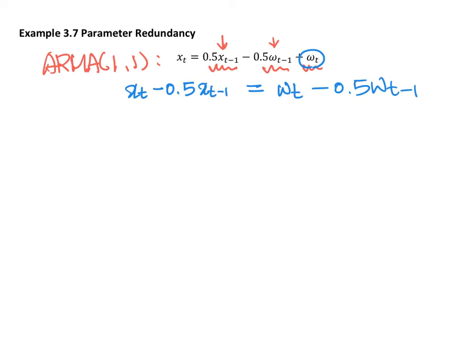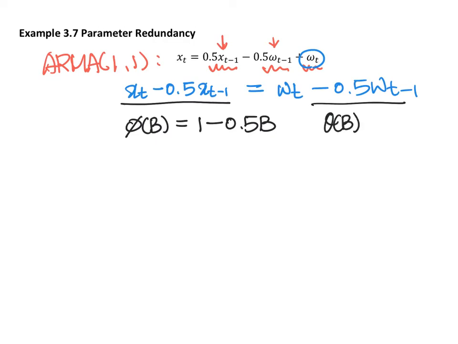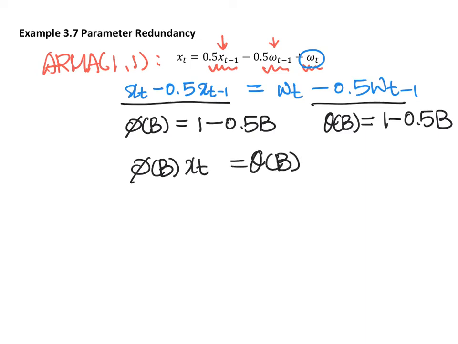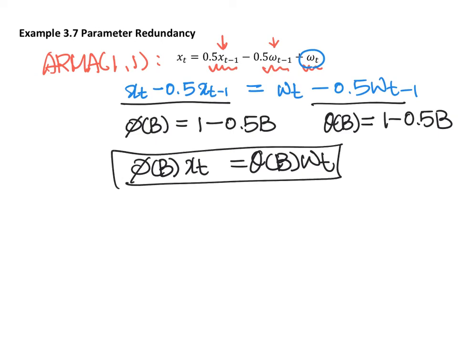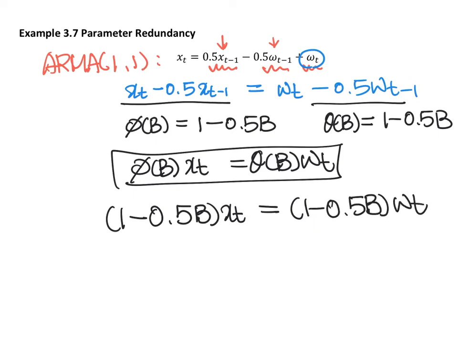So here's phi of B, the AR operator. From here it must be 1 minus 0.5 B. And from here, the MA operator theta of B will be the same, 1 minus 0.5 B. So we can rewrite it in the form phi of B x t is equal to theta of B w t. Then 1 minus 0.5 B times x t will be the same as 1 minus 0.5 B again times the w t from here.